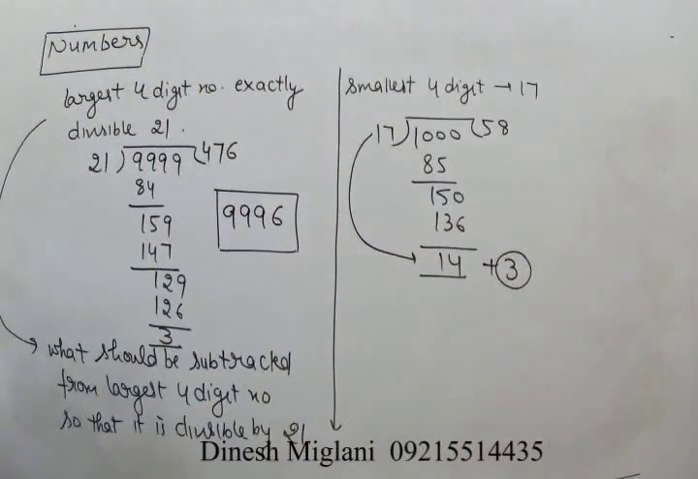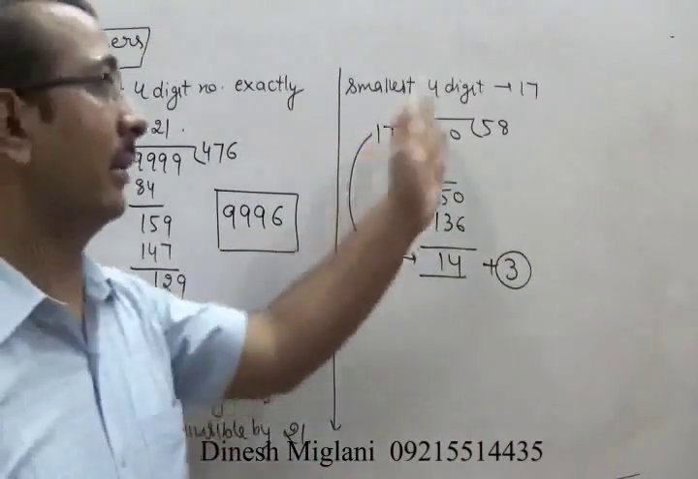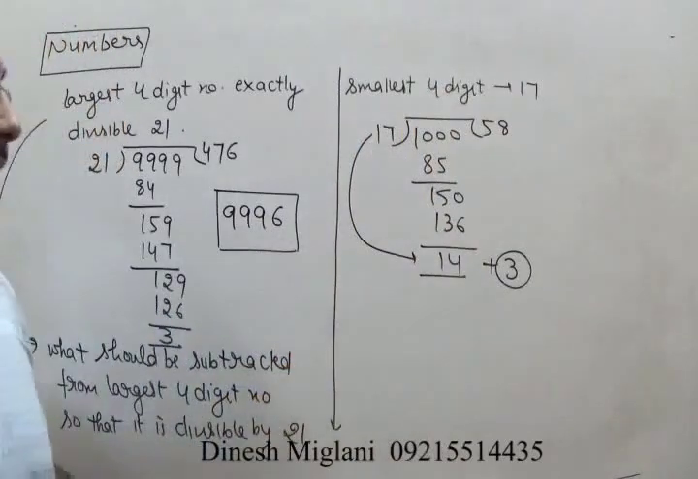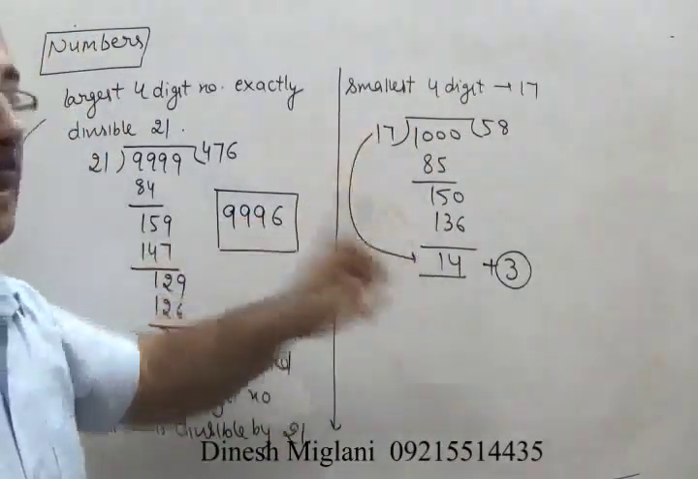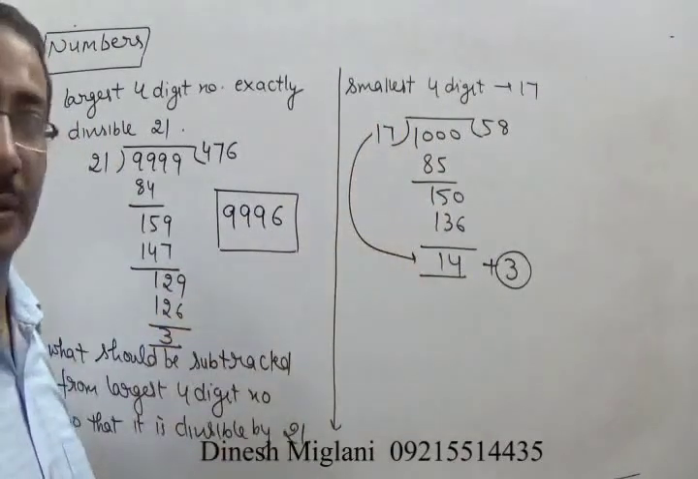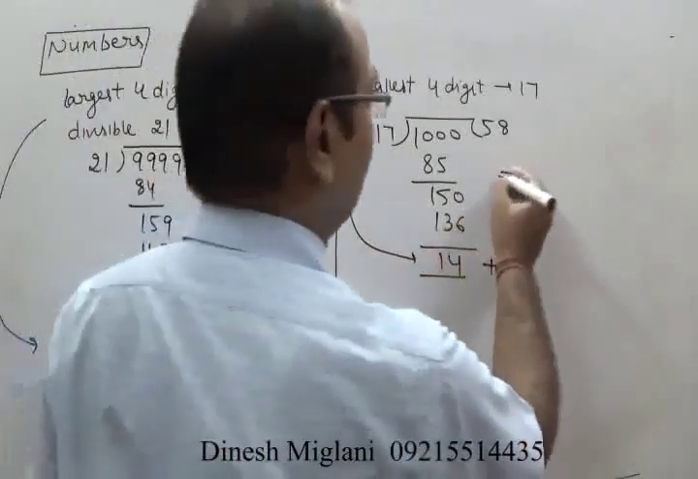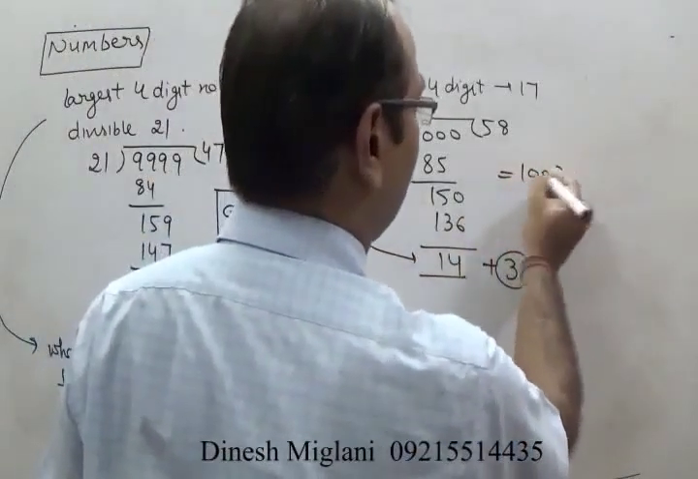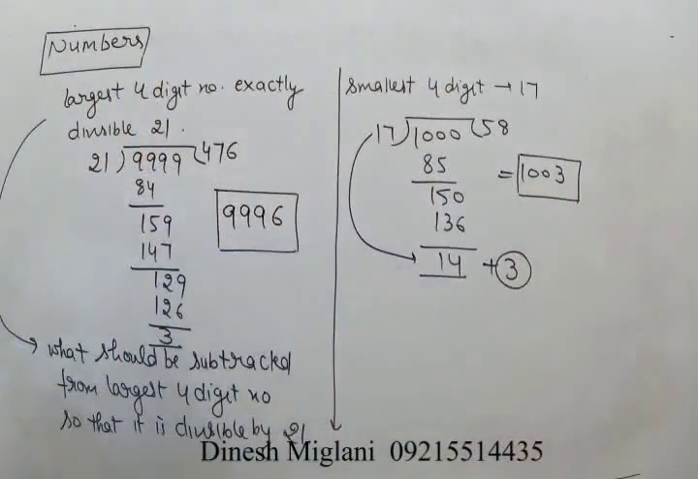What I want to say here is that in a question where I have to find a number greater than the given number, you have to add the difference between the divisor and the remainder. So the difference between the divisor and remainder is 17 minus 14, that is 3. So I have to add 3. So my answer is 1003. It becomes my answer.